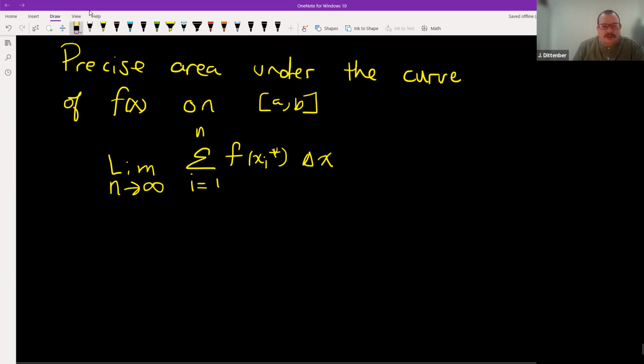This is called the precise area under the curve. It's also called a Riemann sum.